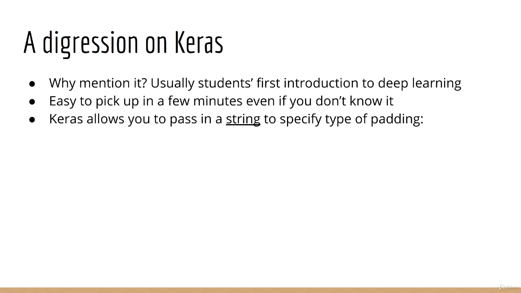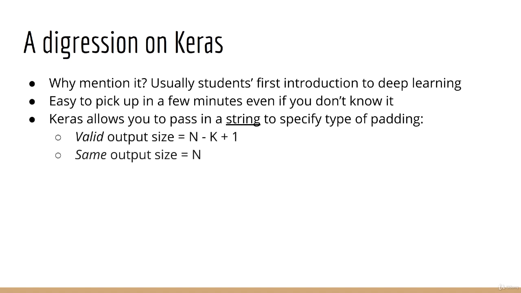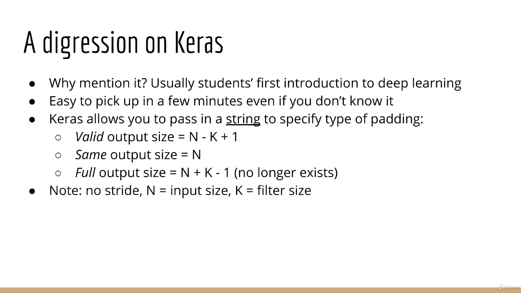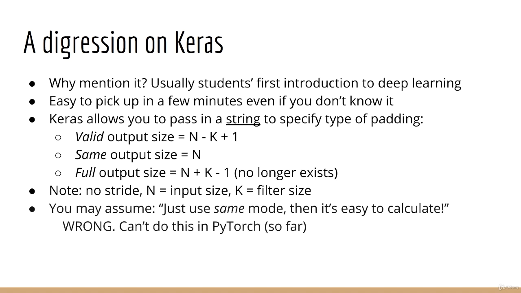As a reminder, we generally have three modes of convolution. In valid mode, the output size is n minus k plus 1. In same mode, the output size is just n, the input size. And in full mode, which no longer exists by the way, the output size is n plus k minus 1. And remember that these are just the basic form of convolution with no strides. So you might think, well that's great, if I just use same mode for all my convolutions, then calculating the output size is super easy. But wait. Passing in the mode of convolution as a string exists only in Keras, not PyTorch.